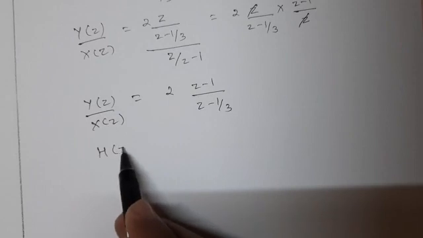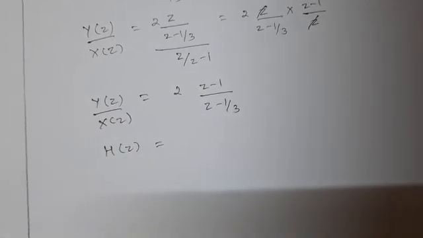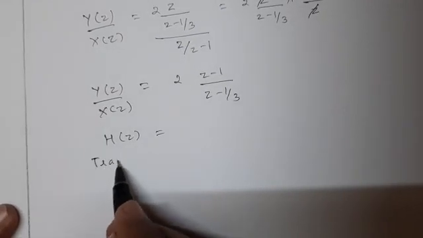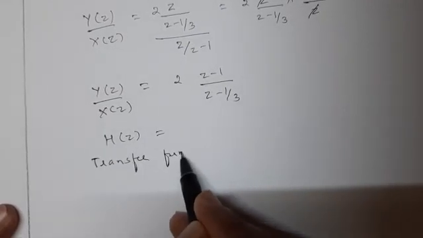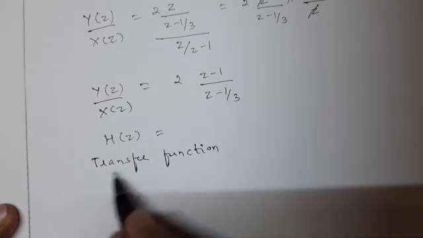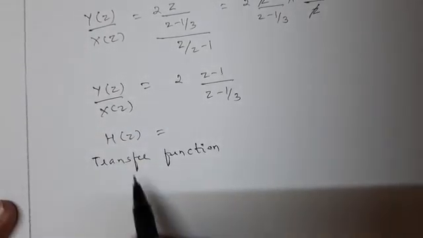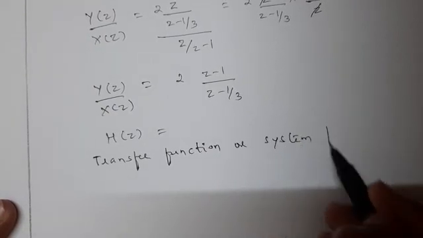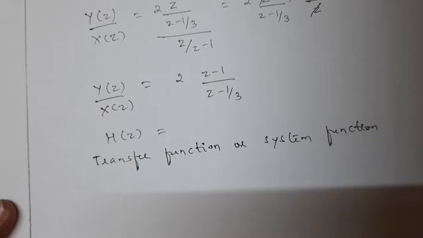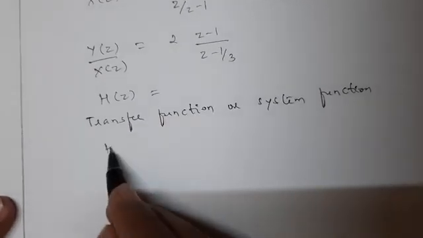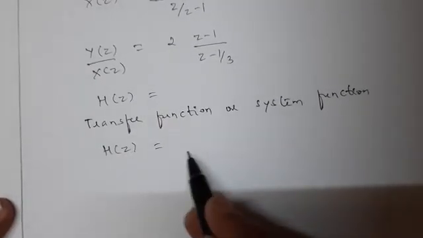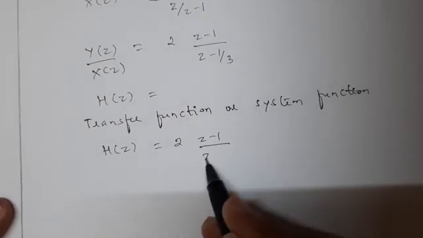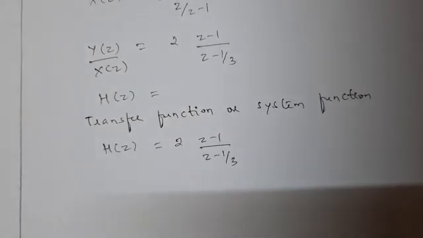This ratio of y of z by x of z is called h of z, which is the system function. Okay, this is called the transfer function. Many times you will be asked to find the transfer function given y of n and x of n. So you have to find the system function like this. So h of z is equal to 2z minus 1 divided by z minus 1 by 3.